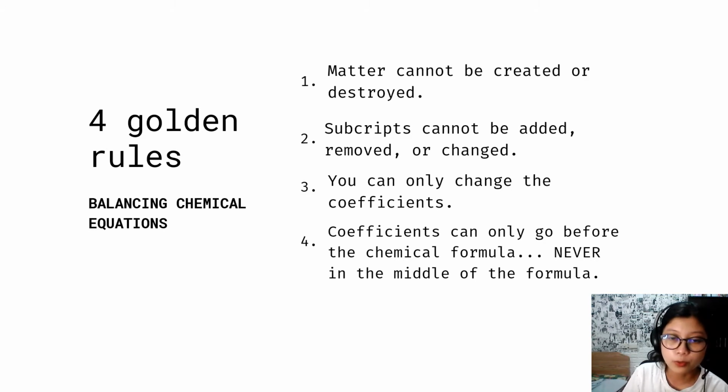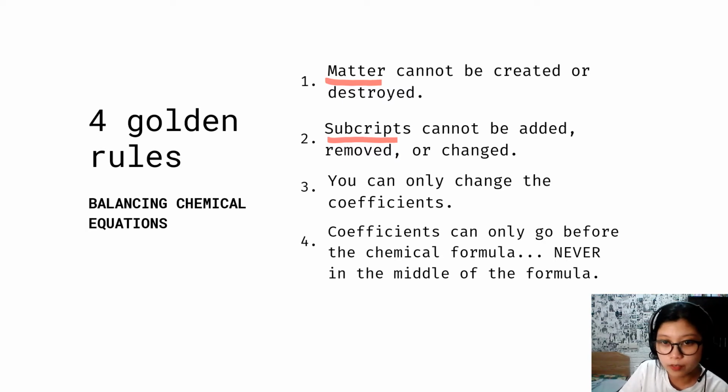The first rule is the law of conservation of mass. Matter cannot be created or destroyed. So the elements that you can see in the reactant side are the same elements that you can see in the product side. The second one is that subscripts cannot be added, removed, or changed.